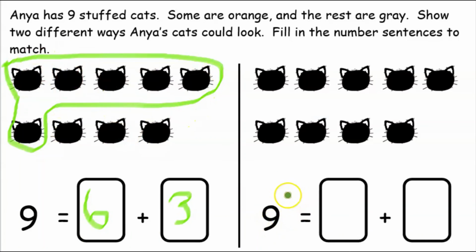All right, now I'm going to make a different way. So we have 9 equals 6 plus 3. And now my 2 parts are 2 and 7. 2 plus 7. I know my 2 parts because I circled 2 and my other part is 7.